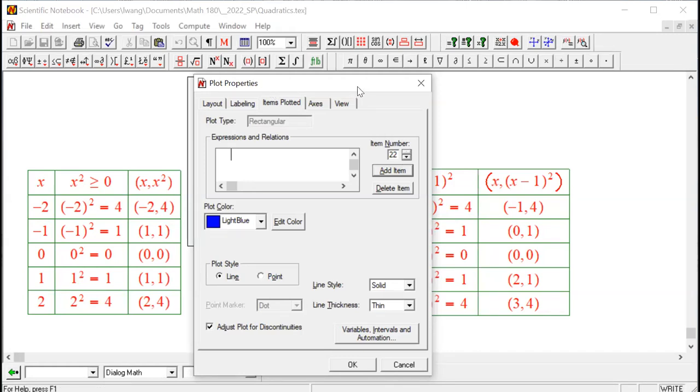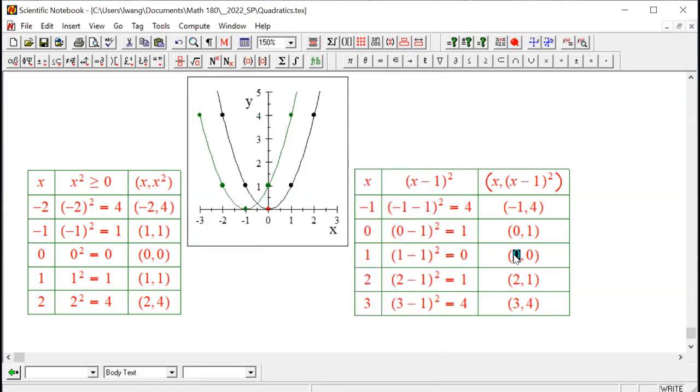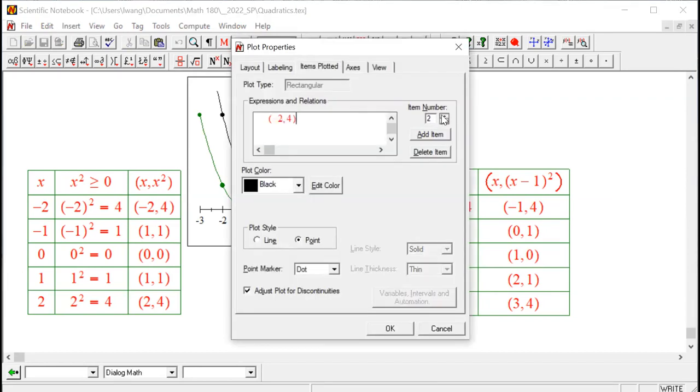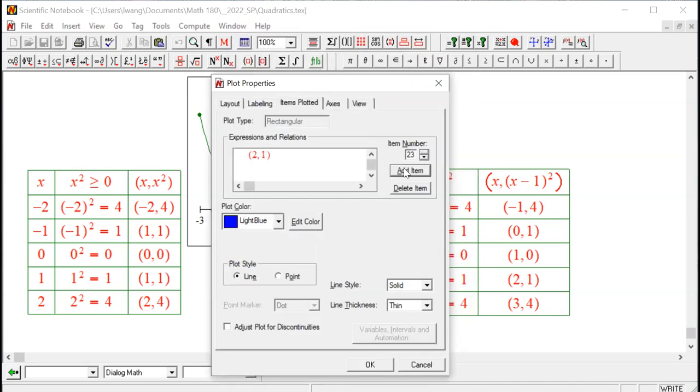Wait, 1, 0, sorry. 1, 0, my bad. 1, 0, okay. I made a mistake here. So this is a 1, 0, my bad. It cannot be like that. Okay, 1, 0, 2, 1, 3, 4. Okay. So 2, 1, 3, 4.